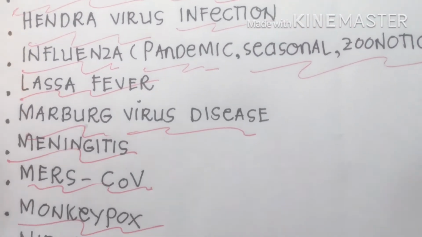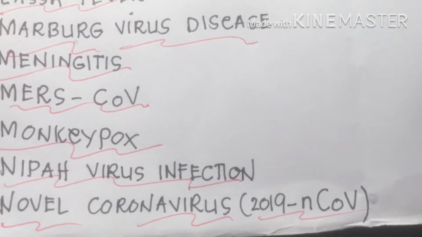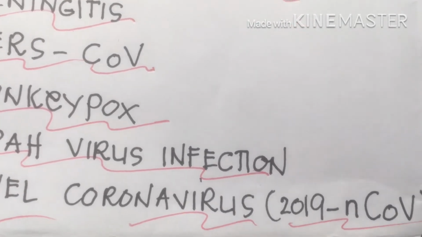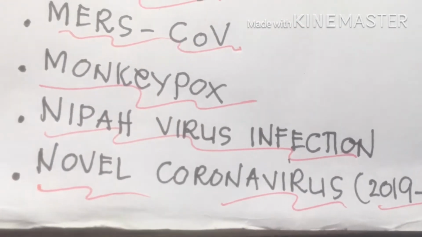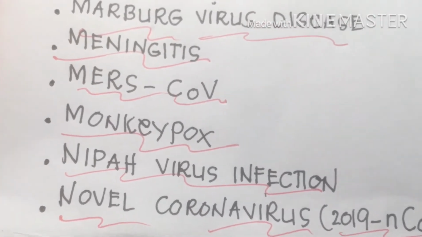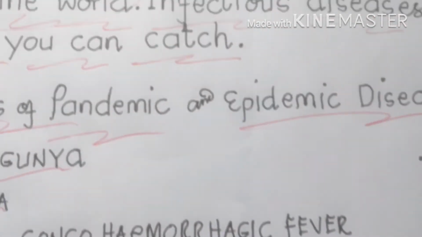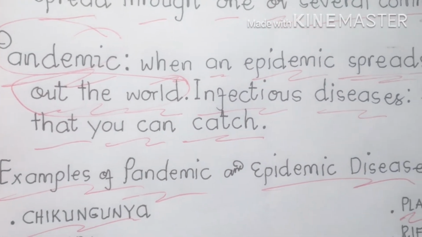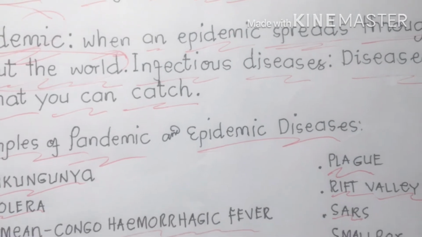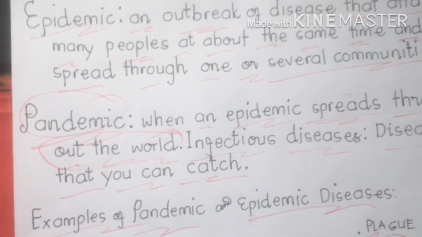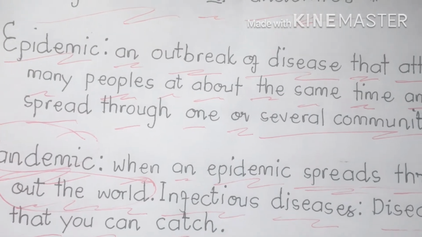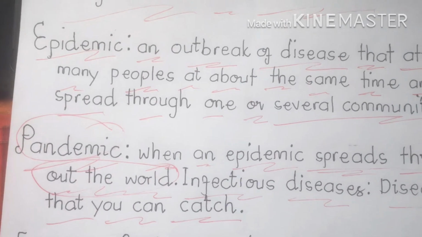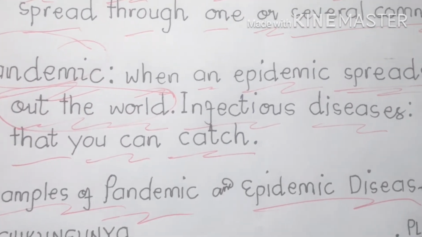Whereas when you say epidemic, that means an outbreak of disease that attacks many people, but at the same time spreads through one or several communities. Whereas a pandemic spreads throughout the world, not only here in the Philippines, but in Canada, Australia, USA, Thailand, China, all of that. An epidemic, again, spreads through several communities only. That is the difference between epidemics and pandemics, my dear students.